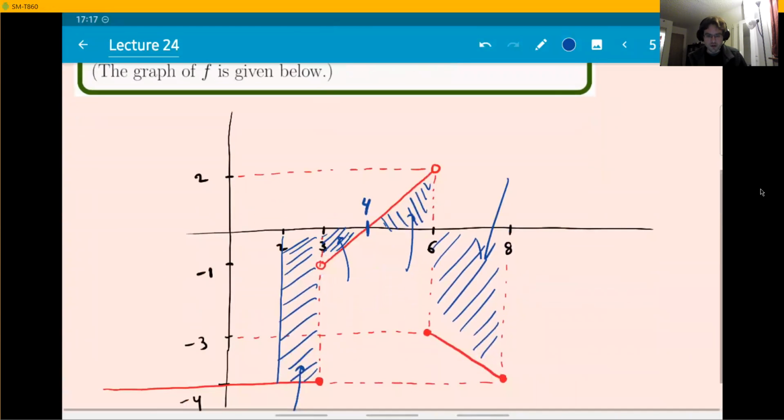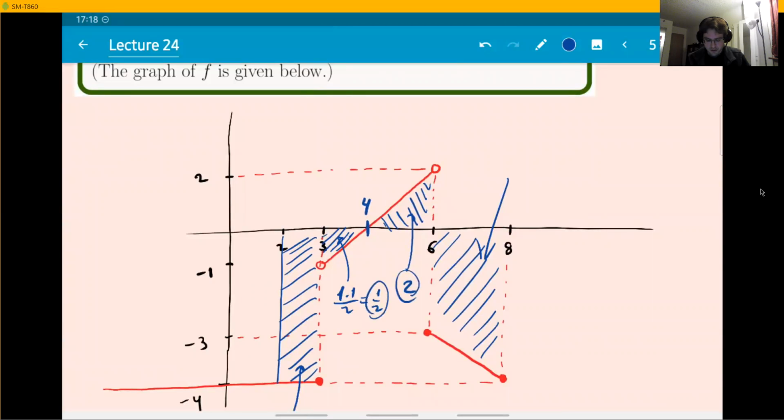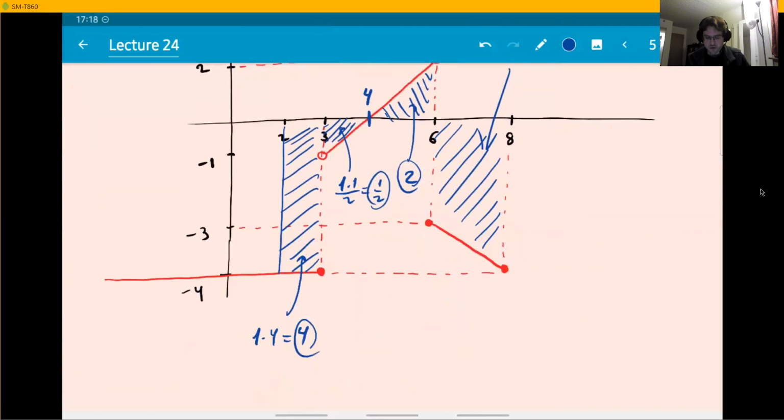So when you look at this triangle, the base goes from 3 to 4. That means it's 1. And the height goes from 0 to -1. That's also a 1. Base times height over 2. That's the area of a triangle. This is 1/2. You do similar things to all the other ones. All right, so you have 4 to 6, base 2, height also 2. 2 times 2 over 2. That's 2. That's the area. And then finally, the area of a trapezoid.